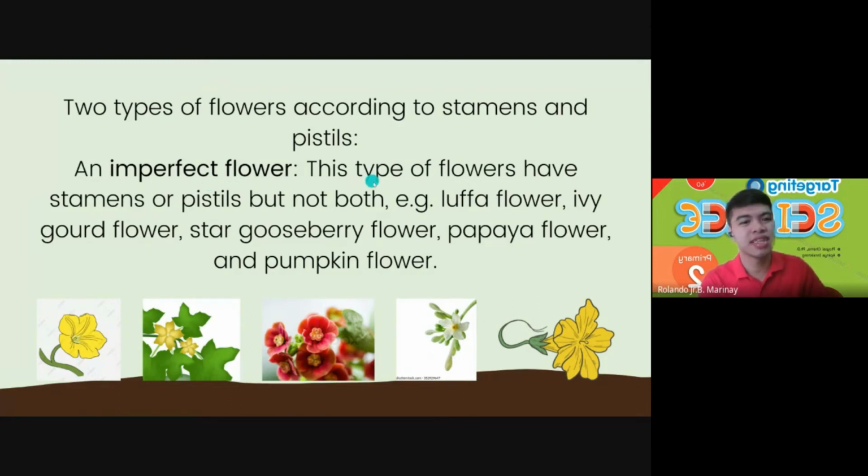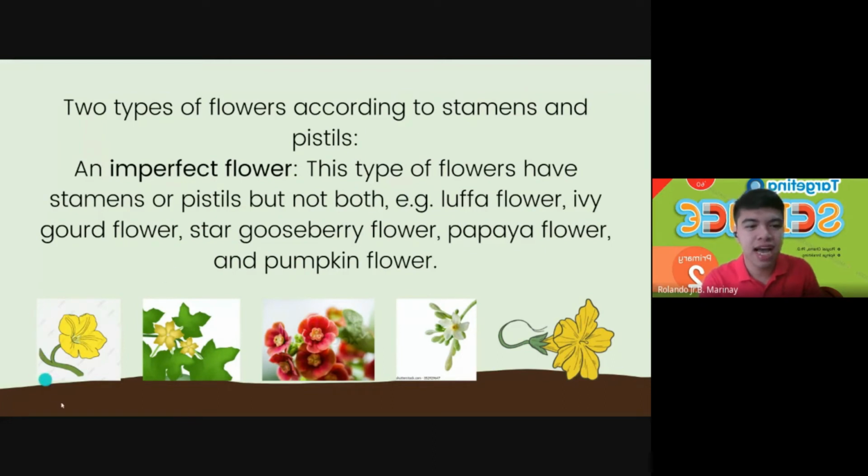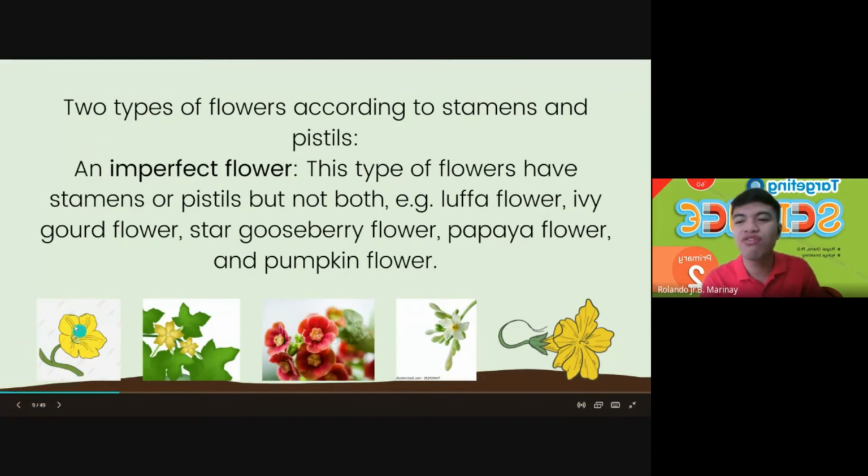That means that they have stamens or pistils, but not both. They only have one sexual part, either male or female. Okay. First is a loofah flower. Say loofah flower.